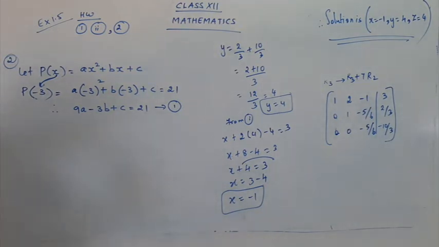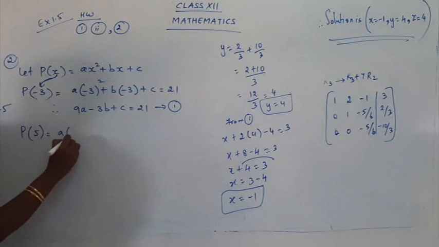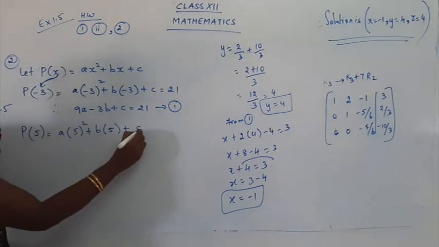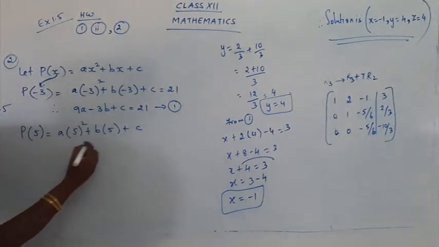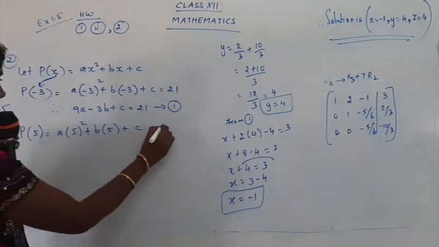Tell me the second equation, how to make the second equation? For x minus 5, what will you write? It's x minus 5. So what will you get here? P of, in place of x, what will you write? 5. Yes. a(5 square) plus b(5) plus c. Good. And what is the remainder when you divide by x minus 5? It is 61. So you write here 61.